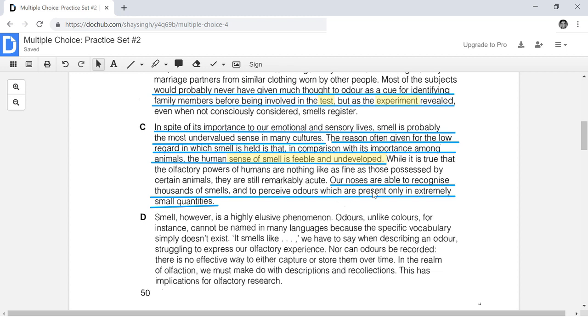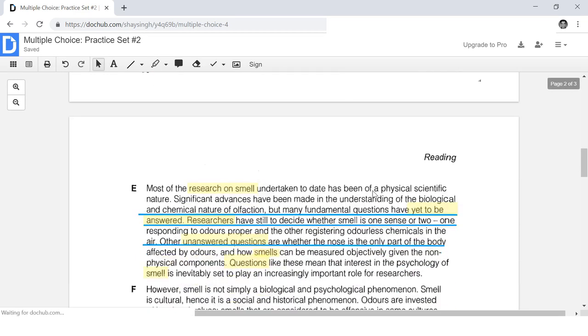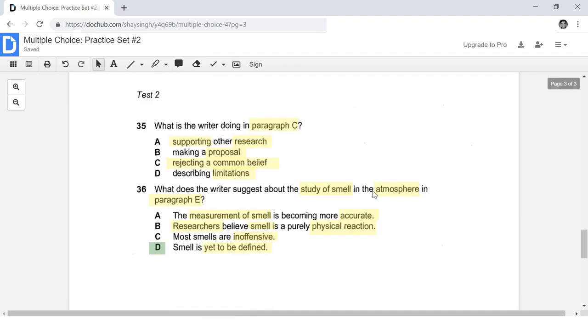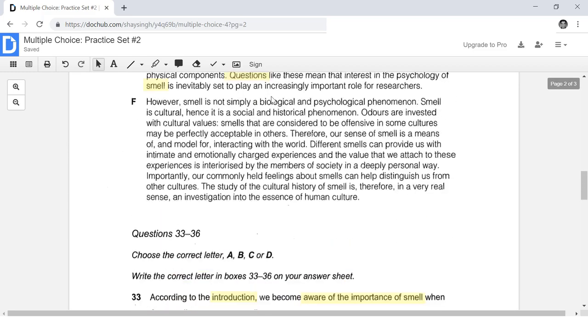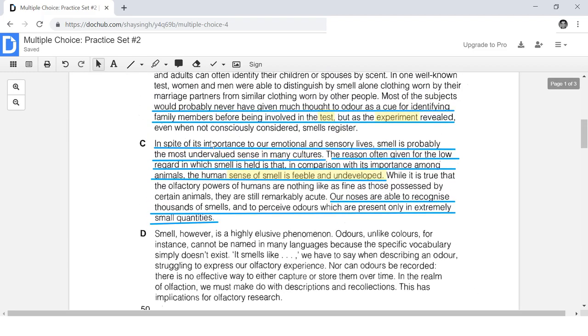So guys, that's what I'm going to be doing here because I'm not really sure about my answer choice. Is it going to be C or D? I know it's going to be one of these two, but I want to make sure. And this question is asking me about what the writer is doing in paragraph C. So really, I need to understand the gist of the paragraph. So I'm going to go ahead and read the first two sentences and then the last sentence.